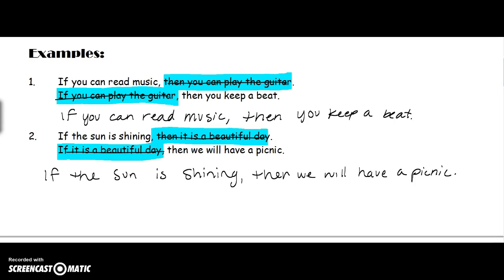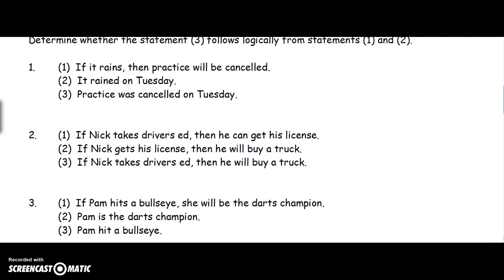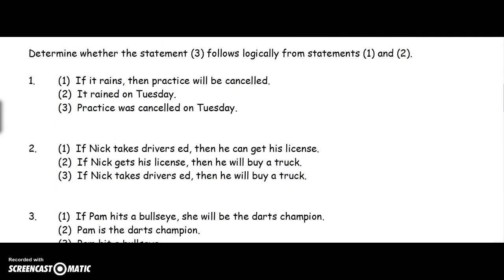So what we're going to do, I'm going to give you a bunch of examples, and we have to decide whether we're going to use LOS or LOD. Okay? And then we have to say if it's true or if we cannot find a conclusion. So, number 1, it says if it rains, then practice will be canceled. It rained on Tuesday. So the conclusion was practice was canceled on Tuesday.